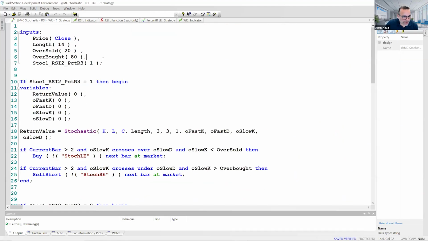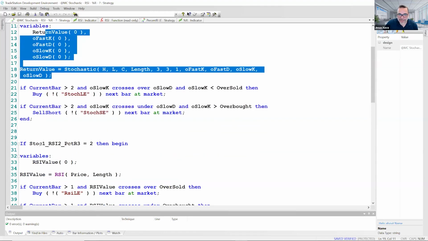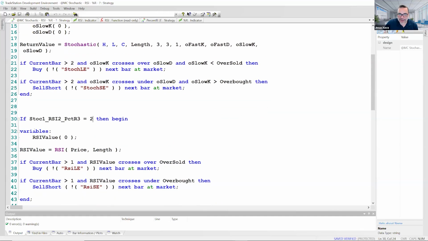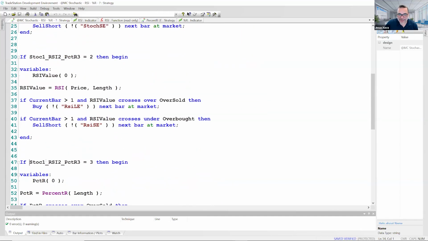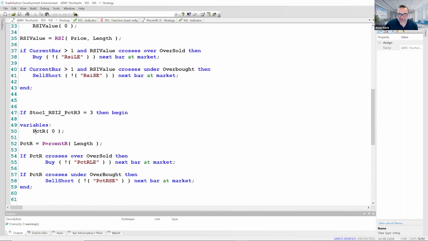The way that I wrote this is there is an input that controls which strategy is being used. For stochastic, it's going to use number 1, RSI number 2, and percent R number 3. And it's defaulted to 1. So if you put the strategy on a chart, it's going to start with stochastic. And right here, there are sections in the strategy. If the input is set to 1, then it's going to do stochastic. If the input is set to 2, then it's going to do RSI. And if the input is set to 3, then it's going to do percent R.